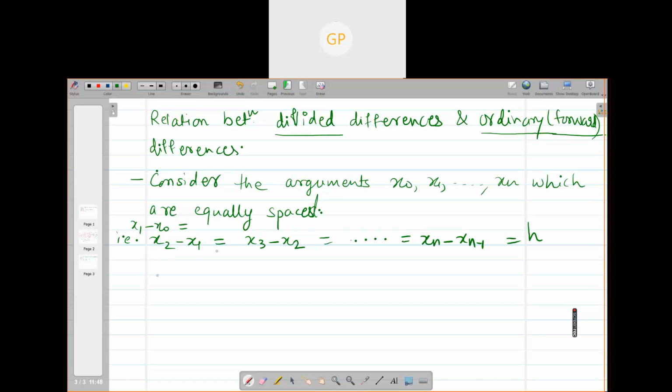Once we write this h, it is easier for us to establish the relation, because we know the definition of f x0 x1. What is f x0 x1? Newton's divided difference. What is it? It is f x1 minus f x0 upon x1 minus x0. What is f x1 minus x0?